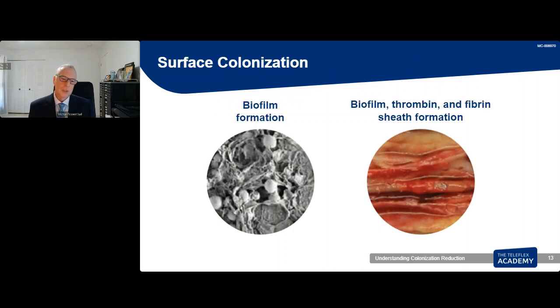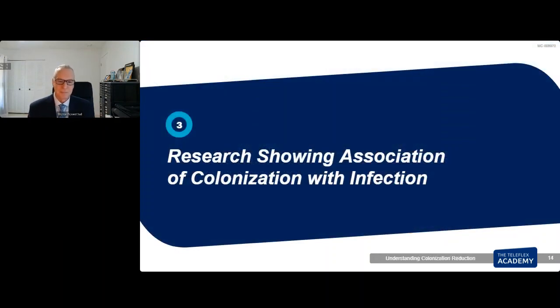When you don't apply the right measures, the right interventions to prevent the colonization and the infection, you have colonization. After that, you have the formation of colonies of bacteria. Then you have the biofilm. Then you have the thrombin, fibrin sheath, and then you have the liberation of that to the blood. And then you have the bloodstream infection. There are many papers showing association of colonization with infection. We will share examples and percentages.